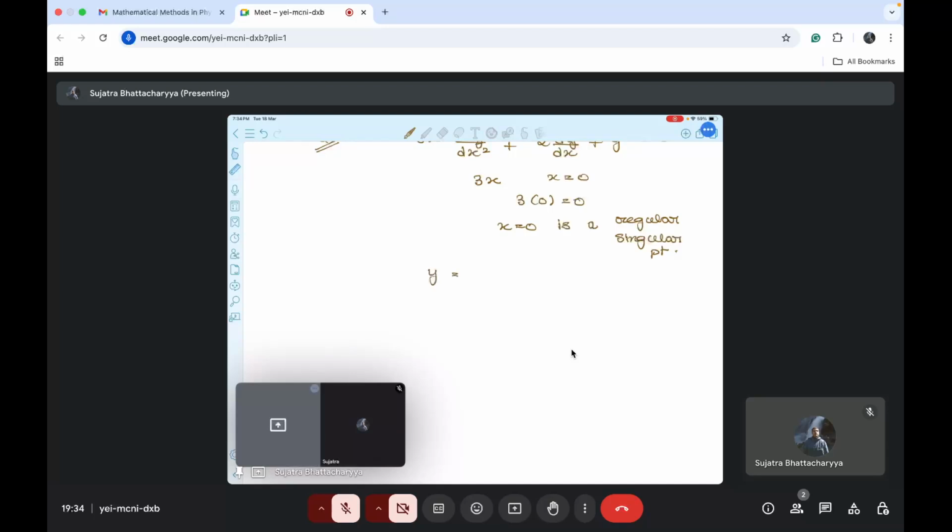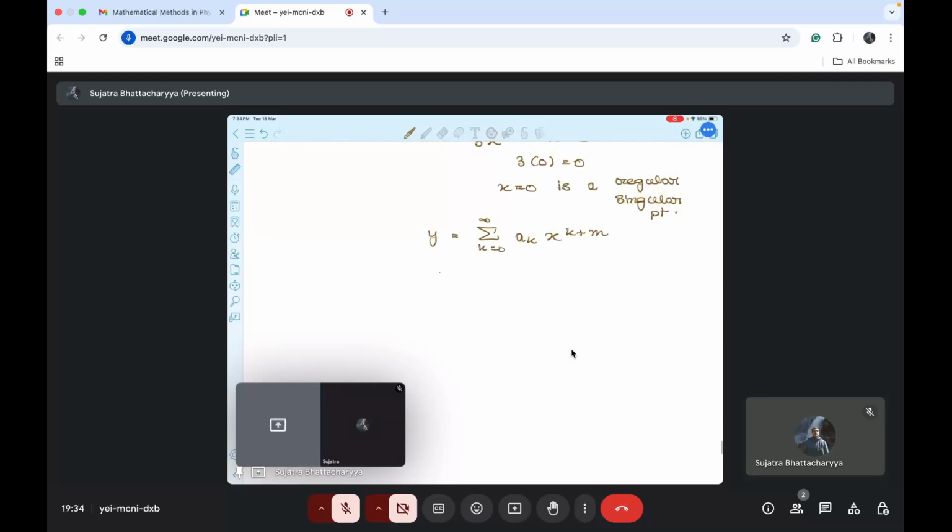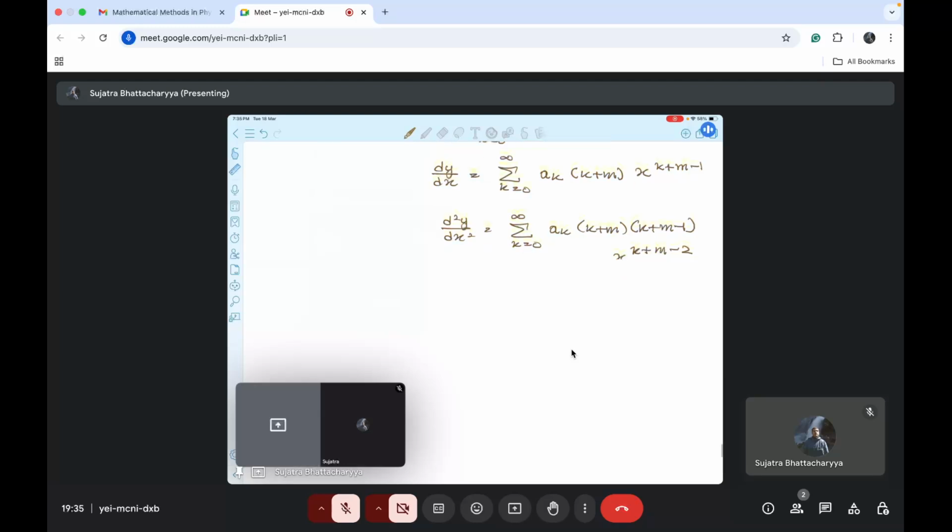First assumption, y is summation k is equal to 0 to infinity ak x to the power k plus m, instead of x to the power k. dy/dx is required, so the same summation k is equal to 0 to infinity ak (k plus m) x to the power k plus m minus 1. d2y by dx2 is summation k is equal to 0 to infinity ak (k plus m)(k plus m minus 1) x to the power k plus m minus 2. Done.